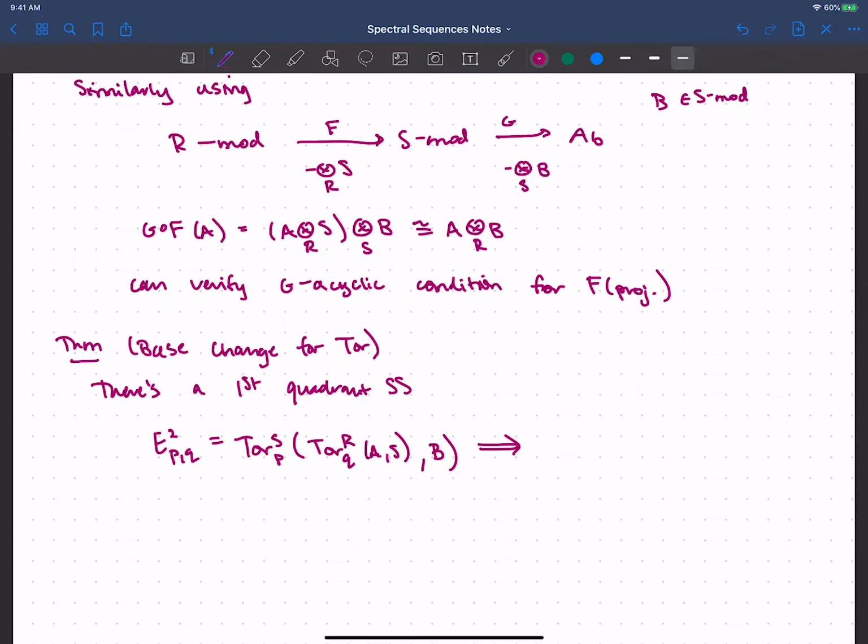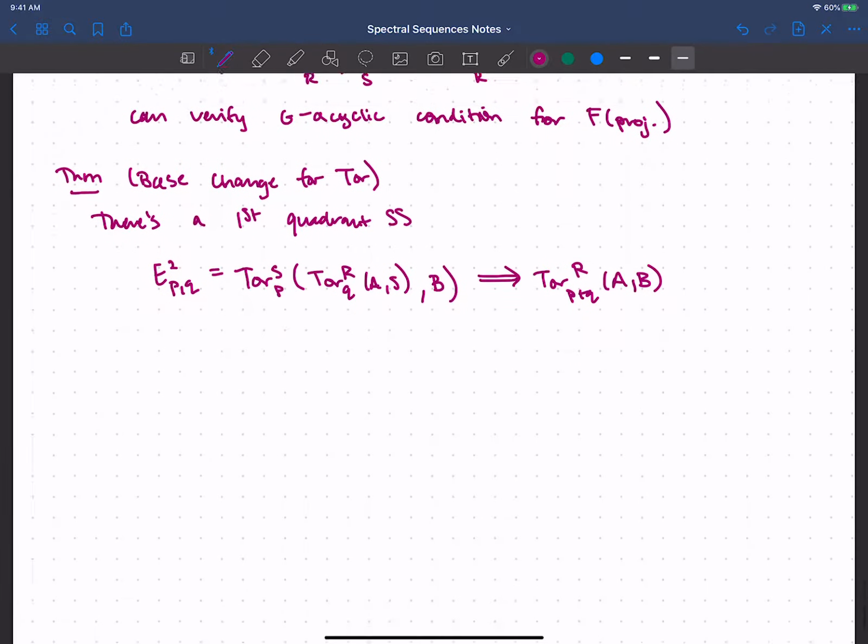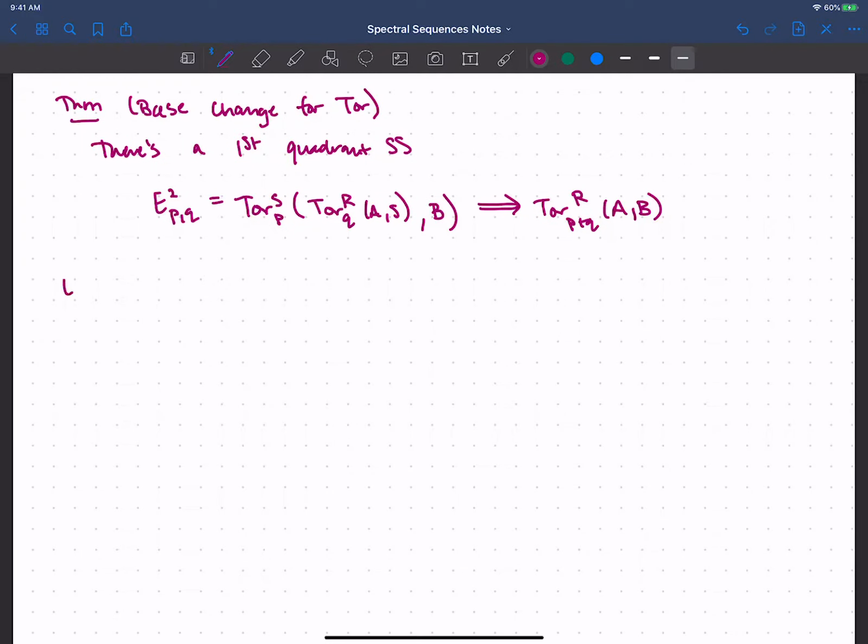And that should cook up for you Tor of the composition. And we checked the composition really just comes down to tensoring over R. So this is Tor over R of A with B. This is coming from this calculation right here. Okay, maybe let me just, as long as we're here, say one very quick application that you may or may not have seen before. So I'll just use this second one, this base change for Tor.